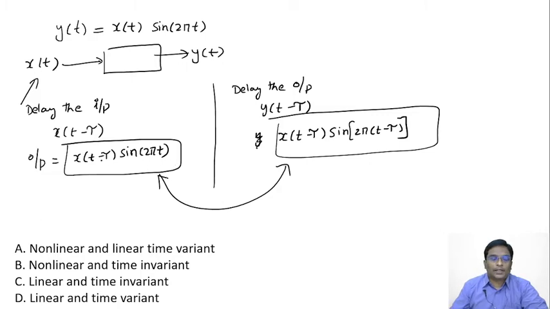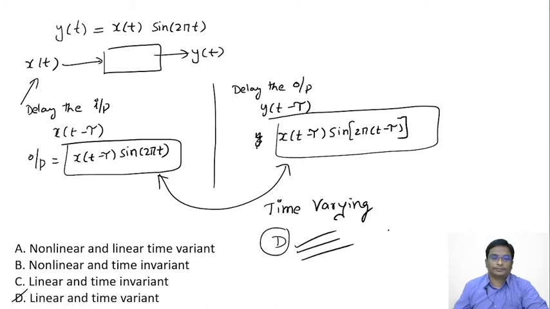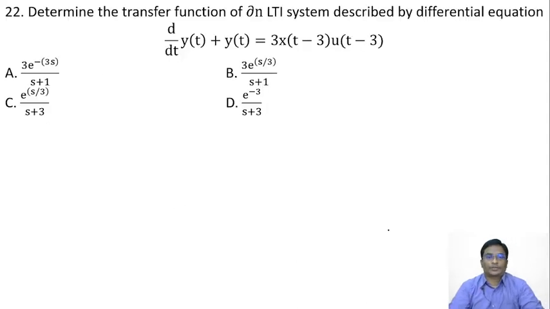No. Here only the input is delayed, whereas here, wherever you have t, everything is delayed. Both are not the same. Then it is a time varying system, not time invariant. That's why this system is a linear time varying system. Option D is the right answer. Let's move on to the next question.